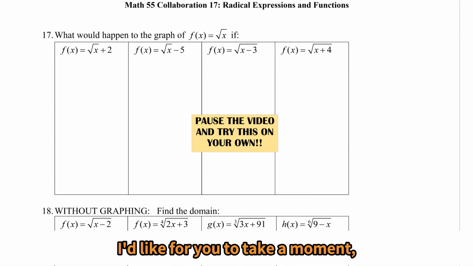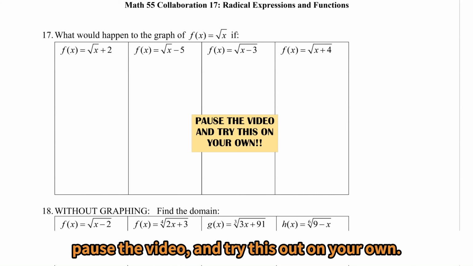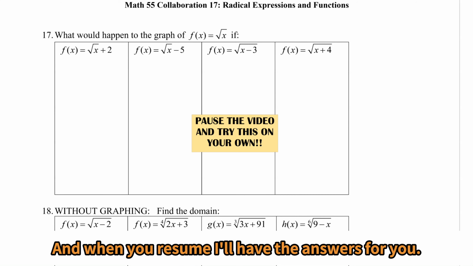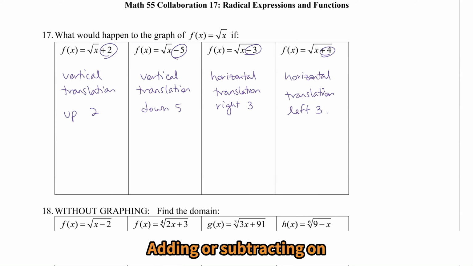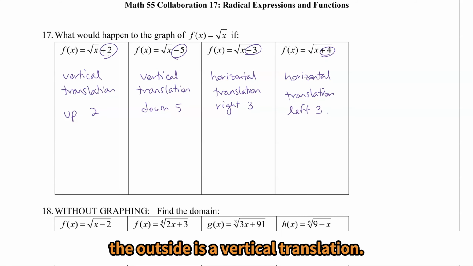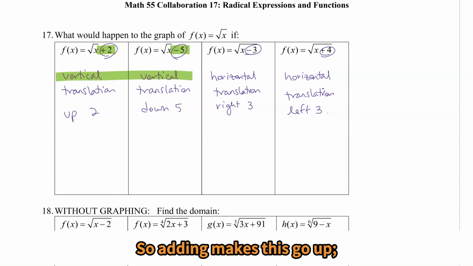I'd like for you to take a moment, pause the video, and try this out on your own. And when you resume, I'll have the answers for you. Make sure to pause, try it out, and then check. Adding or subtracting on the outside is a vertical translation. So adding makes us go up, subtracting makes us go down.